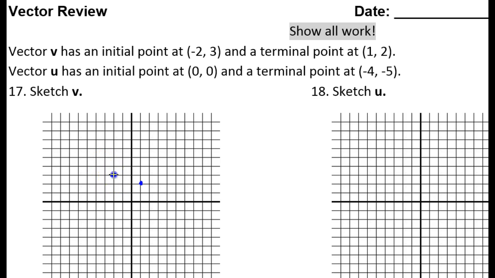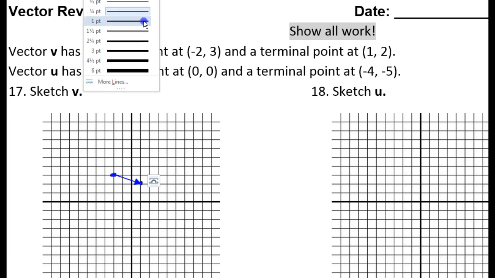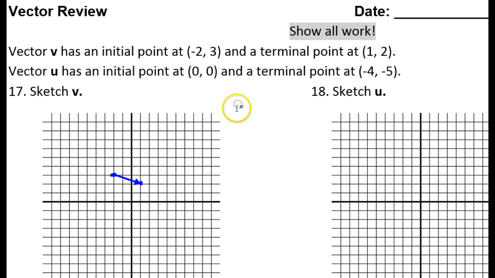So a vector goes from the initial point to the terminal point. So the vector would look like this. All right, so that would be a sketch of that vector v.